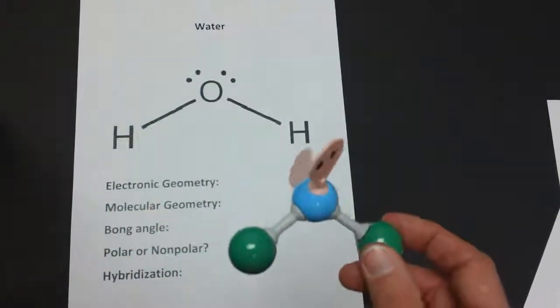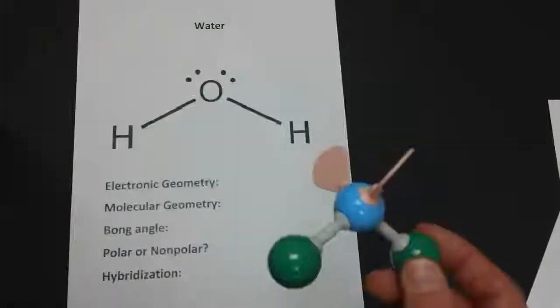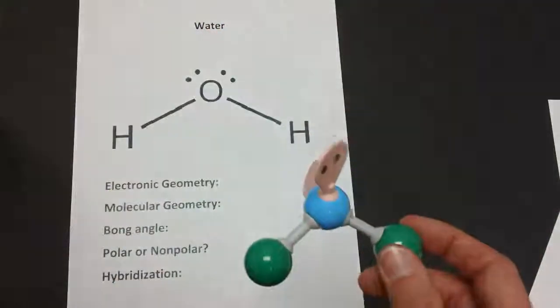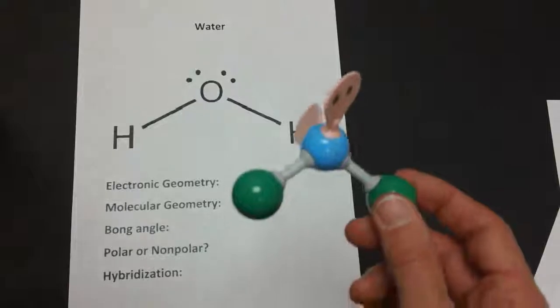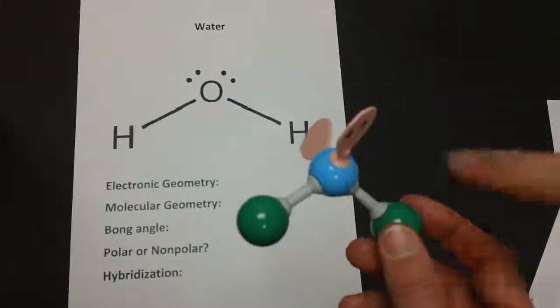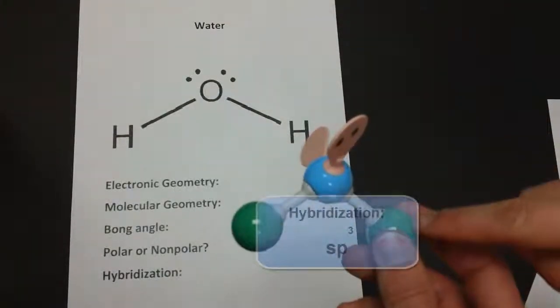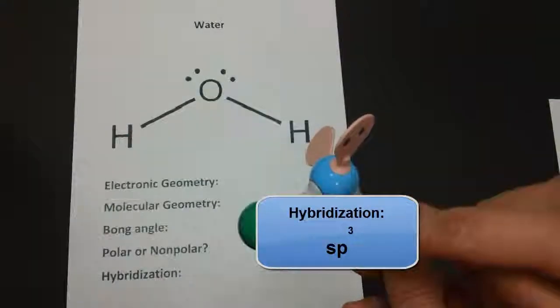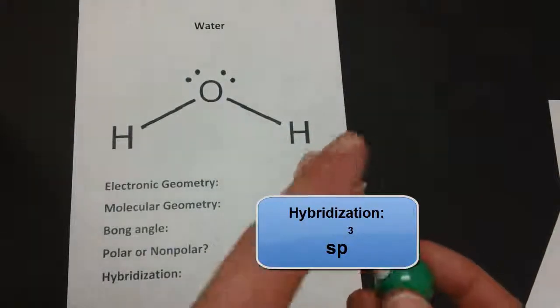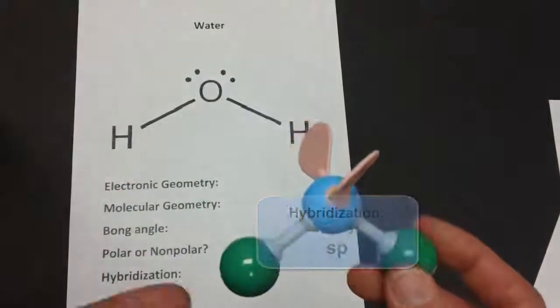Very, very important in chemistry to understand that water is a polar molecule. It has a net region of negative and a net region of positive. And what is the hybridization? Here, because there are 4 regions of electron density, it is sp3. sp3 hybridized. 1, 2, 3, 4. 4 regions, sp3.